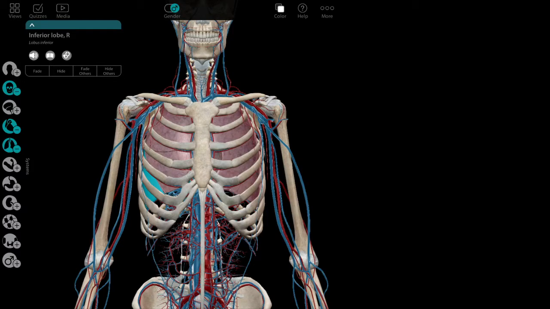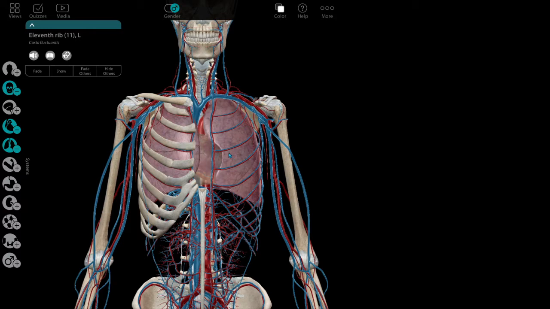Good afternoon. So we'll continue discussion with the anatomy of the heart. Last time we have already discussed the parts of the heart.